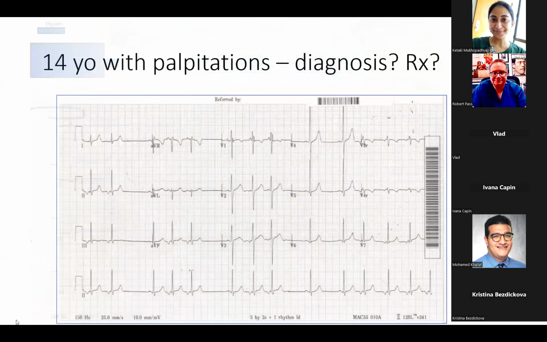All right. So this is a 14-year-old who has palpitations. And my question to you is, what do you think the diagnosis is?